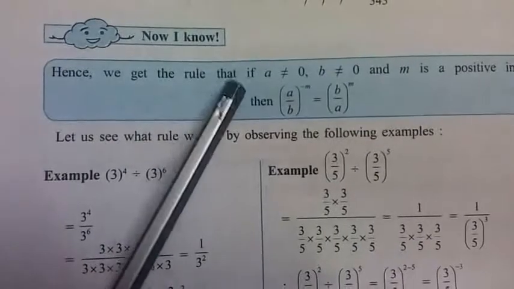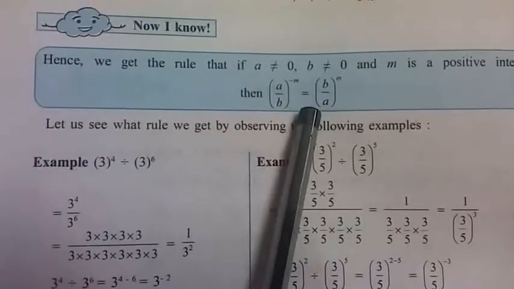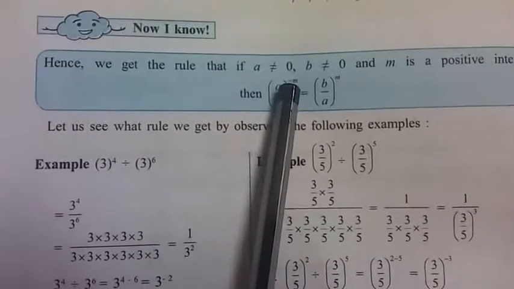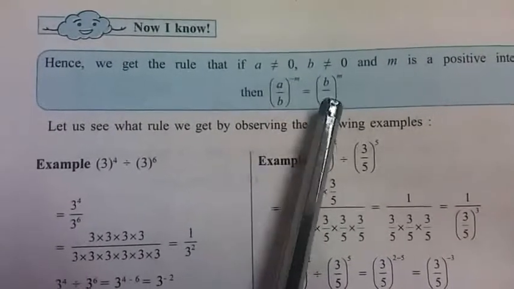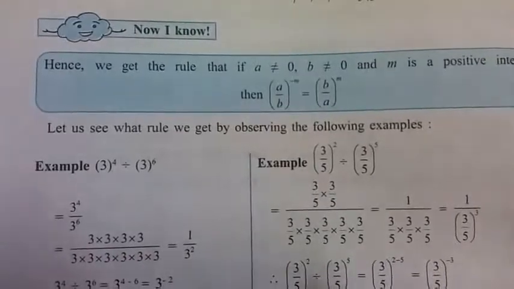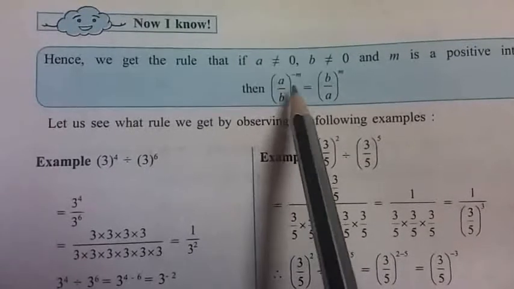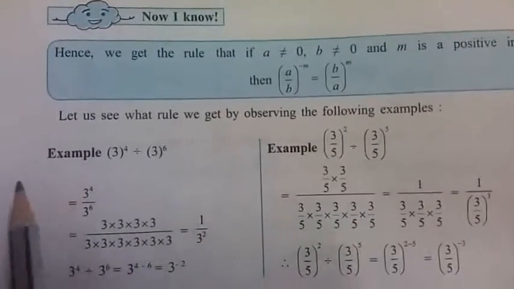Hence, we get the rule that if a is not equal to 0, b is not equal to 0 and m is a positive integer, then a upon b raised to minus m is equal to b upon a raised to m. If the index is negative, then write the numerator in the denominator and the denominator in the numerator, and make the index positive. Means what is your formula? A upon b raised to minus m is equal to b upon a raised to m.